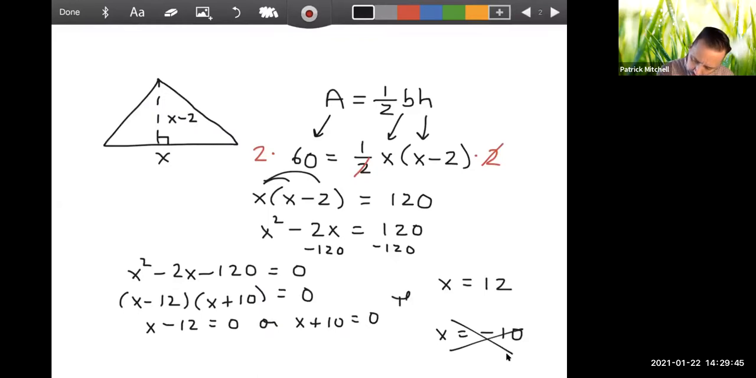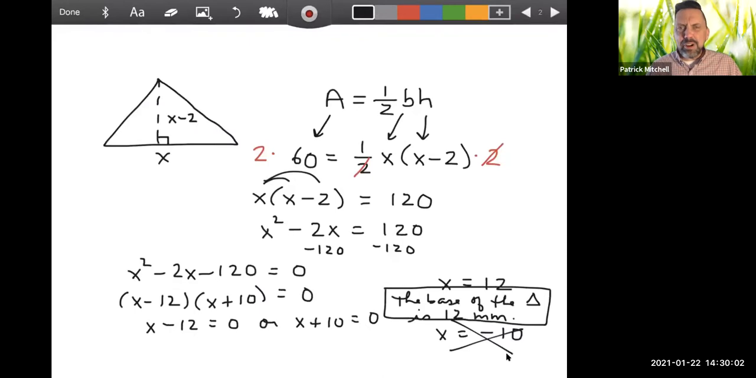So the base of the triangle is 12 millimeters. Okay. So far, so good. Hopefully that doesn't seem too horrible.